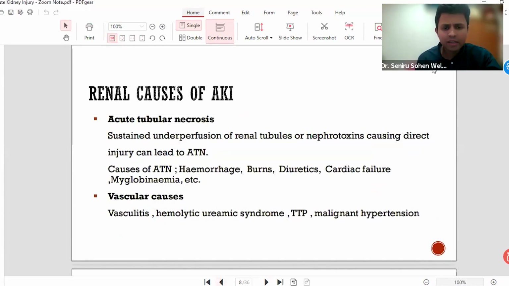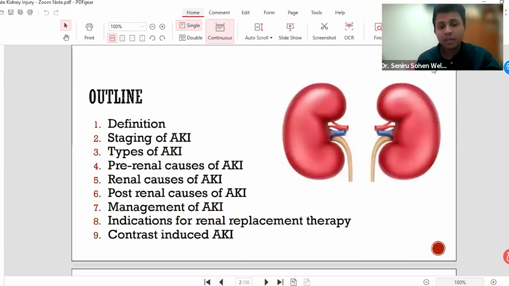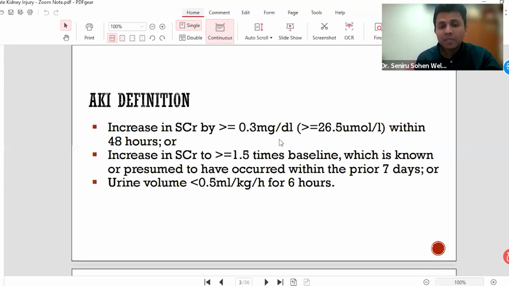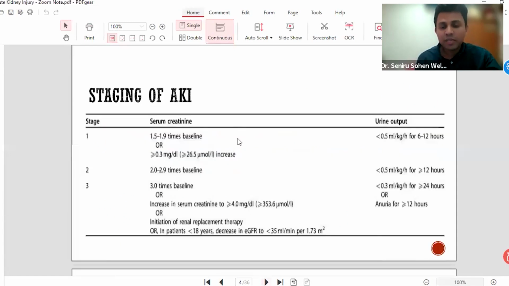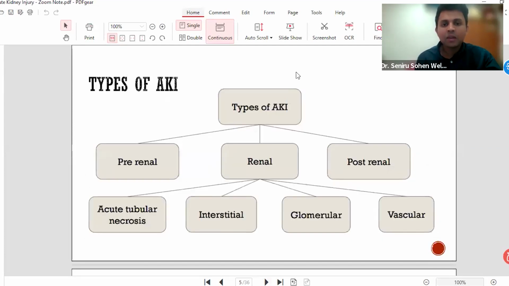A very important topic, as well as a very common problem that we encounter both as outpatients and inward patients. It is described by absolute increases in creatinine, relative increases of creatinine, or reduction in urine output. We use the KDIGO criteria to categorize the AKI because that is important in prognostication. There are 3 stages of AKI, and the criteria that we use is the KDIGO criteria.